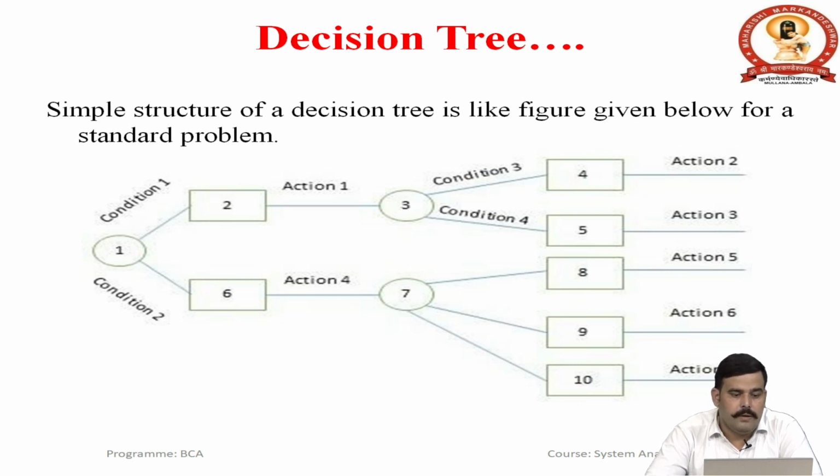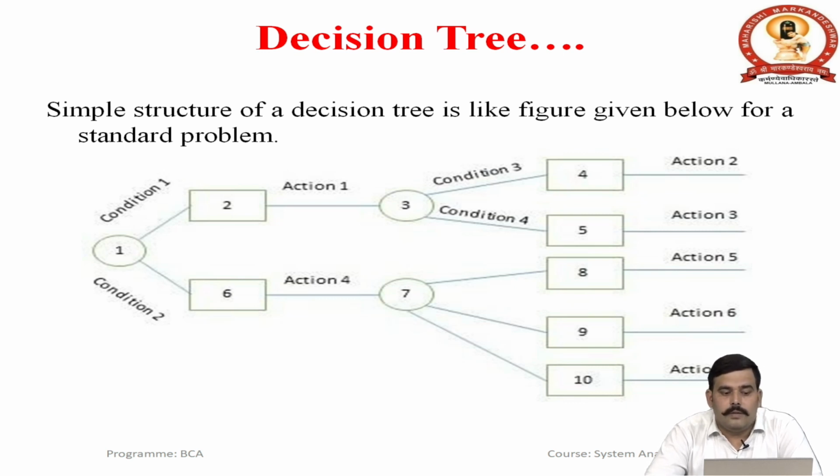First of all, we have a starting point. There could be two conditions, condition 1 and condition 2, and on that basis we move forward to find some solution, to reach a decision on the basis of this tree. It is a tree-like structure. We have parent and child, as you can see on the screen. One is the parent and it has two children, box numbers 2 and 6.